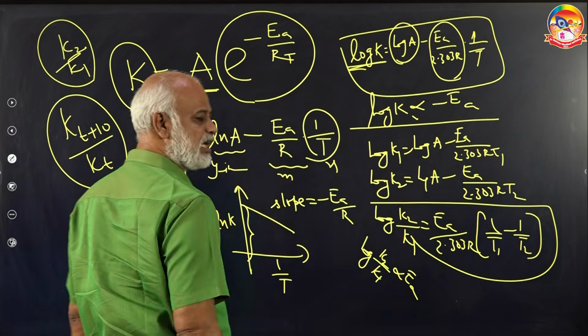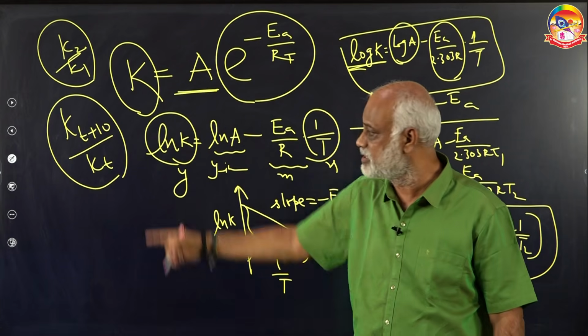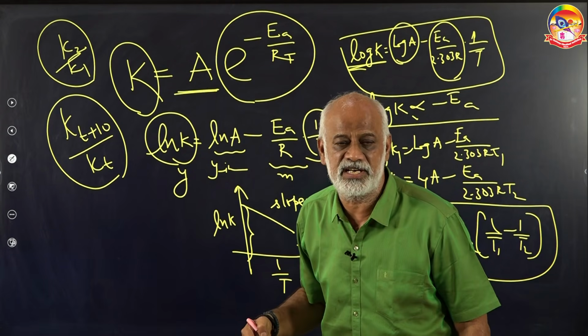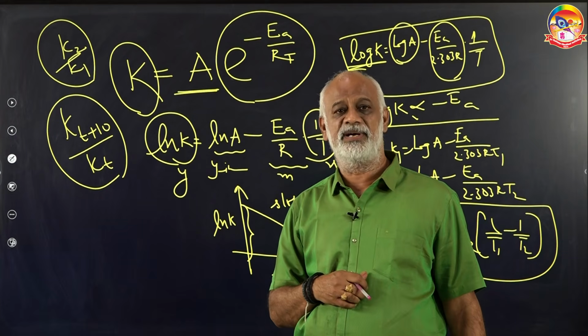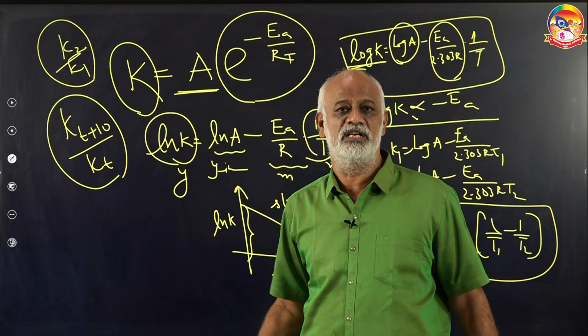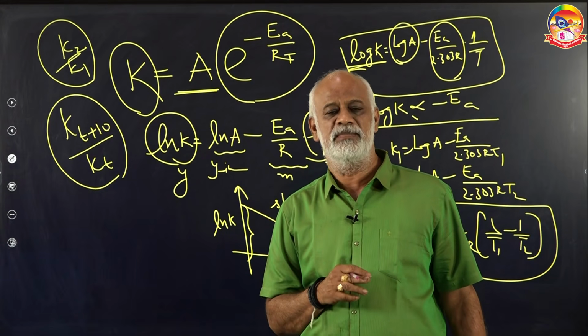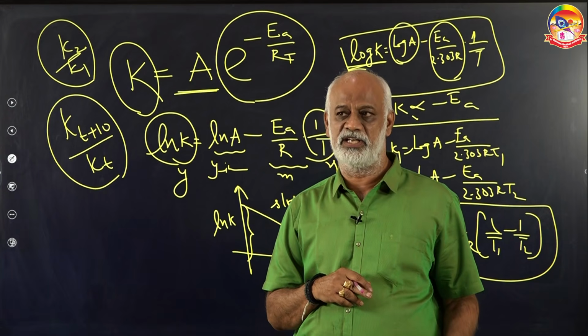I am writing the same K2 by K1, but this time the temperature difference is 10 degrees. This ratio of rate constants differing by 10 degrees is called the temperature coefficient, which is equivalent to 2 to 3. This is what has been identified by Mr. Arrhenius. Hope you understood the effect of temperature here.